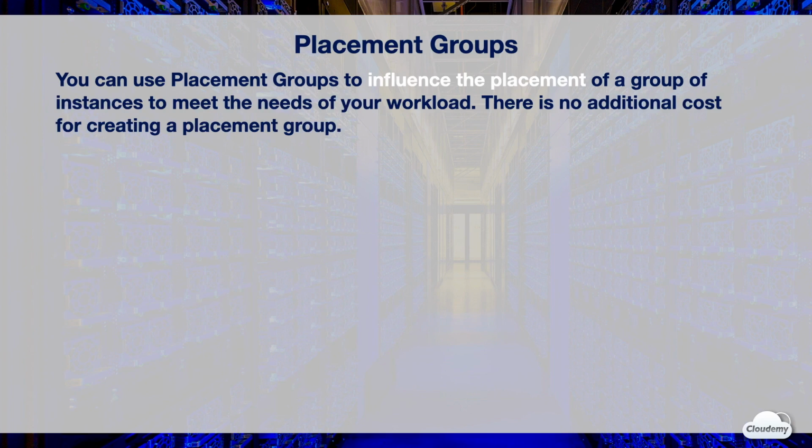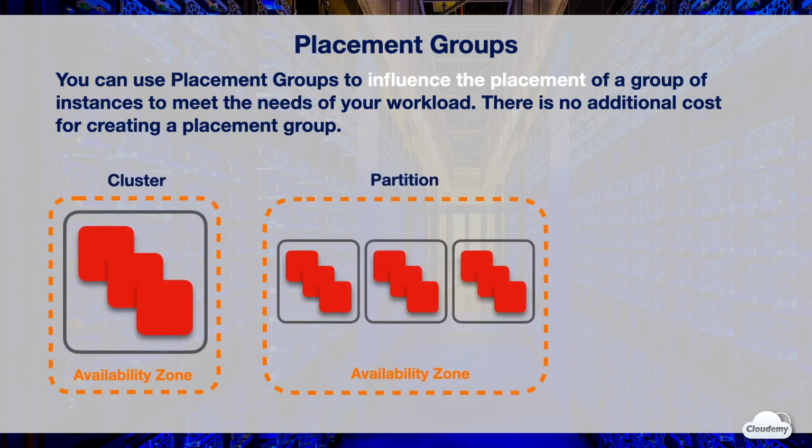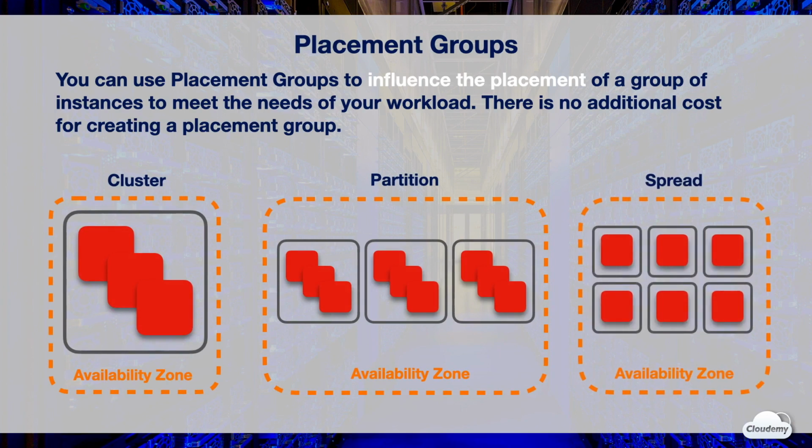EC2 provides placement groups that you can use to influence the placement of a group of instances to meet the needs of your workload. There is no additional cost for creating a placement group. You only pay for the instances launched in the placement group. Depending on the type of workload, you can create a placement group using one of three placement strategies. They're cluster placement groups, partition placement groups, and spread placement groups.